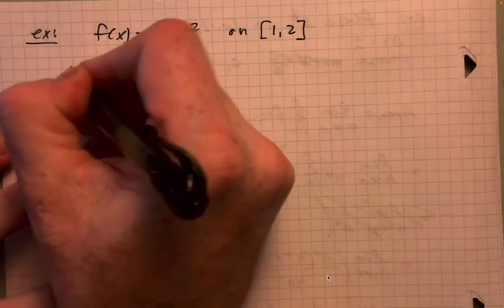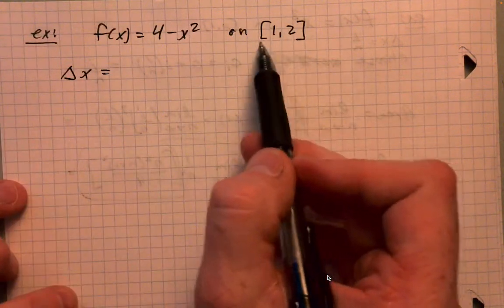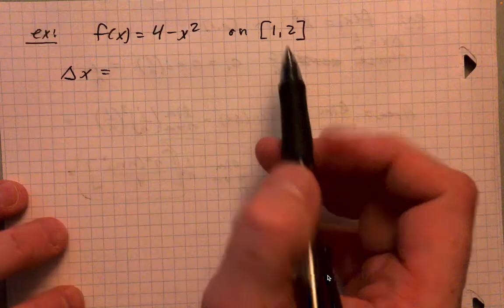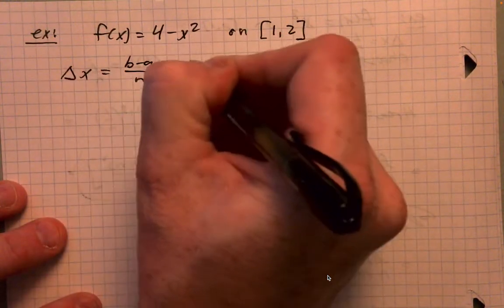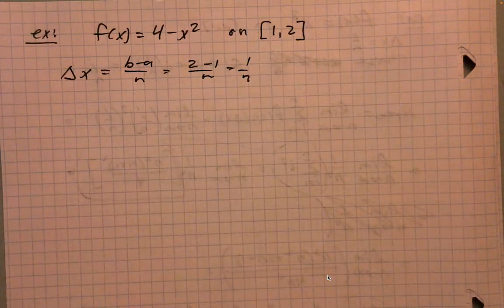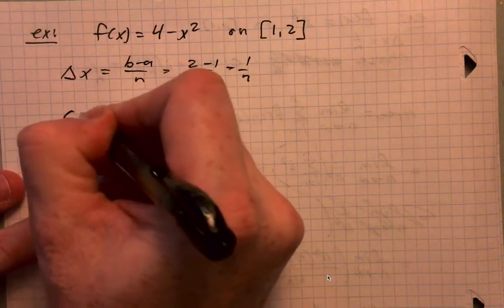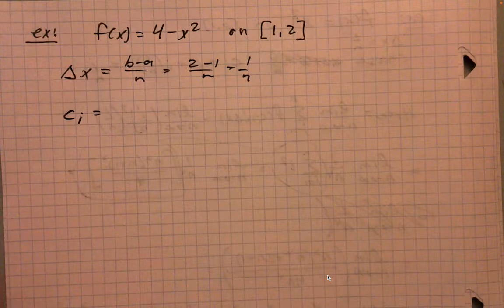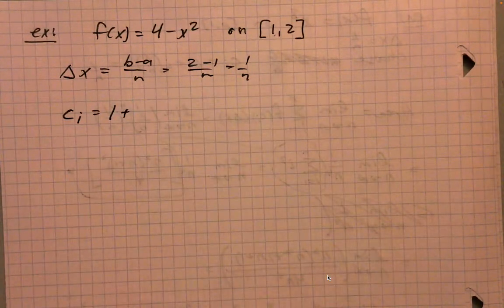Okay, so again, delta x is equal to the width of the entire interval, which is 2 minus 1 over n, so 1 over n. You can think of that as b minus a over n. That's your interval. What about, again, let's just use the right endpoints because I think it's easiest. So your ci, in this case, will start at 1, so it'll be 1 plus something to get to the right endpoint.